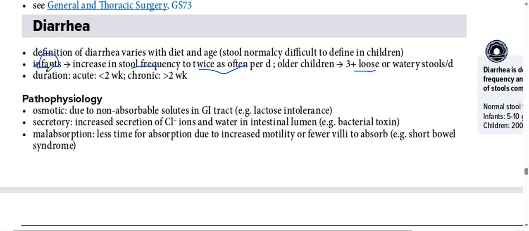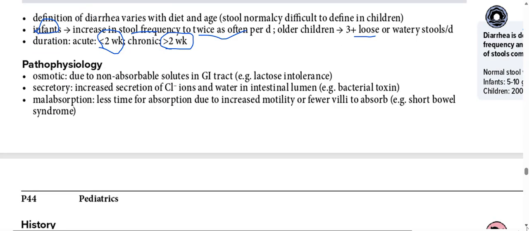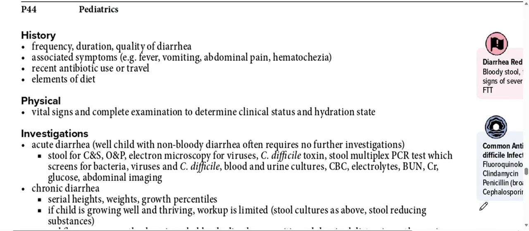Duration: if it continues for less than 2 weeks, it is acute diarrhea. If it stays for more than 2 weeks, then it's called chronic diarrhea. Then we have history: we need to check the frequency, duration, and quality of diarrhea.